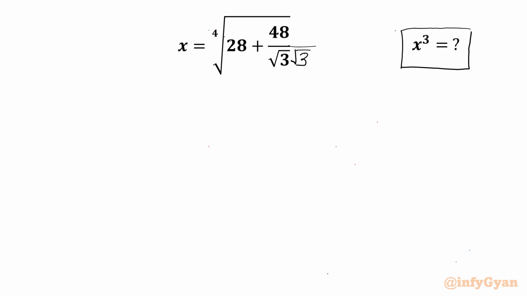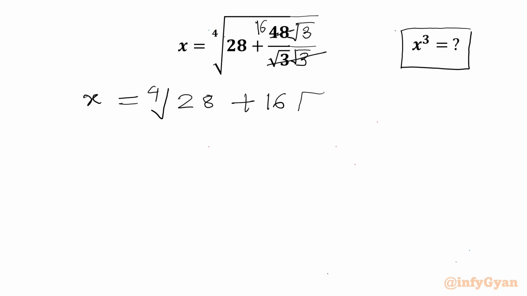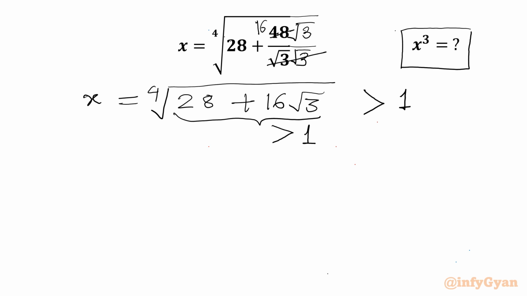So I will multiply here with root 3. Root 3 times root 3 is 3, and here it is 48, so I will write 16. So x is the 4th root of 28 plus 16 root 3. If I notice this radicand only, then this is greater than 1. So the conclusion from here is x is greater than 1. Let me write here, x should be greater than 1.